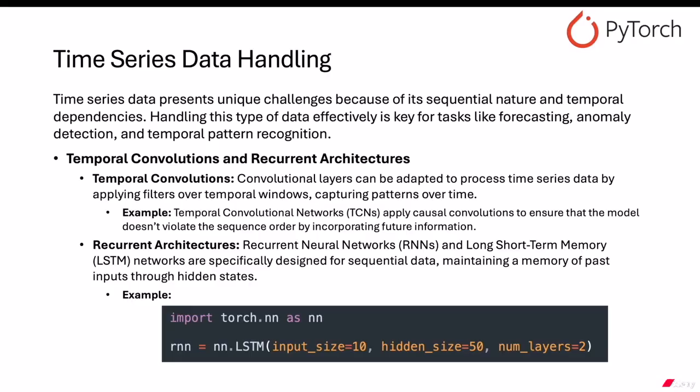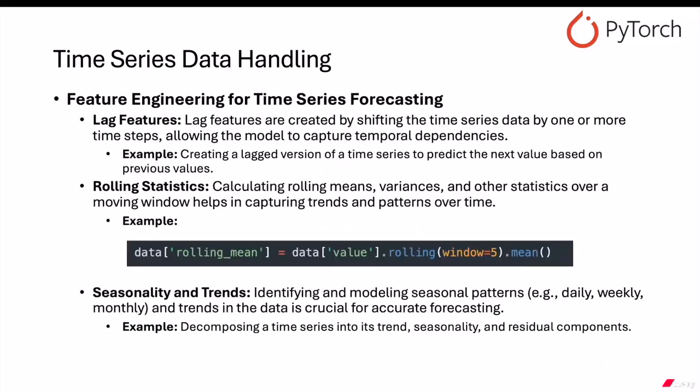Recurrent architectures. Recurrent neural networks, or RNNs, and LSTM, which is long short term memory networks, are specifically designed for sequential data, maintaining a memory of past inputs through hidden states. Here is an example where I'm importing torch.nn as nn, and with the variable rnn, I'm assigning nn.LSTM, where I'm passing input size of 10, hidden size 50, and number of layers equal to 2.